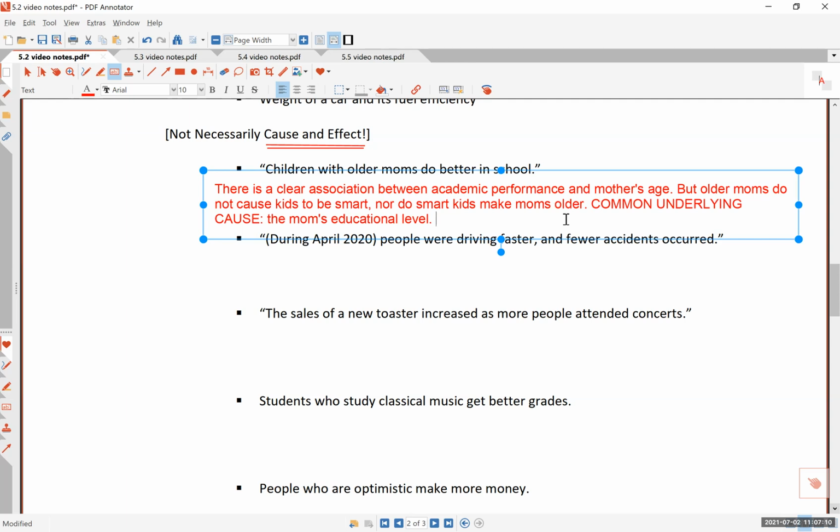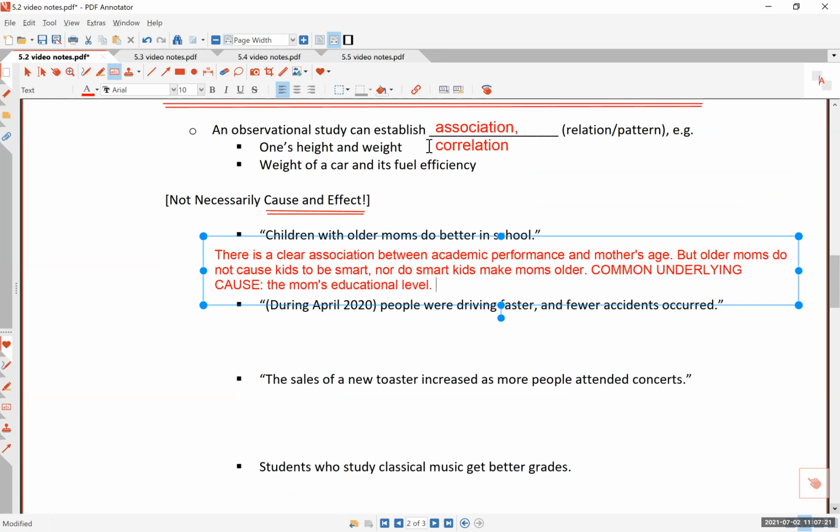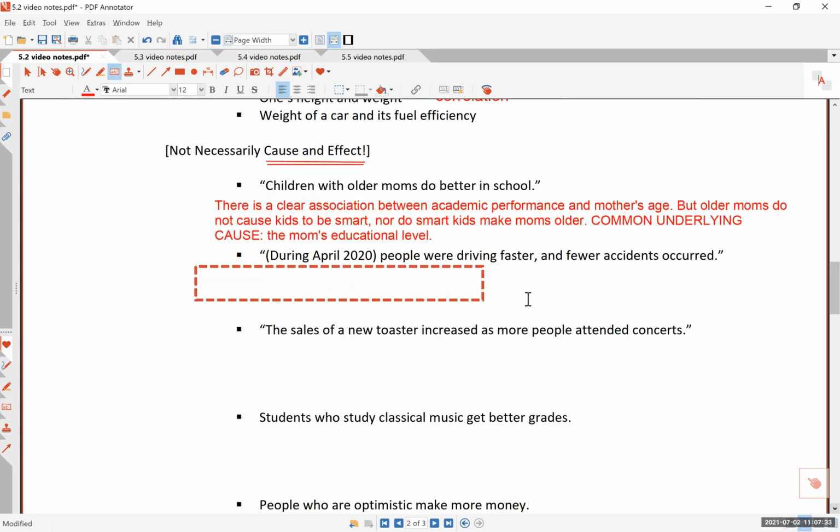So try to find, in each of these cases, if there is any kind of common underlying cause. Sometimes one is causing the other when you see an association or correlation, but many times there is no direct cause and effect relation. Many times there's a common underlying cause. All right, so here's another one.